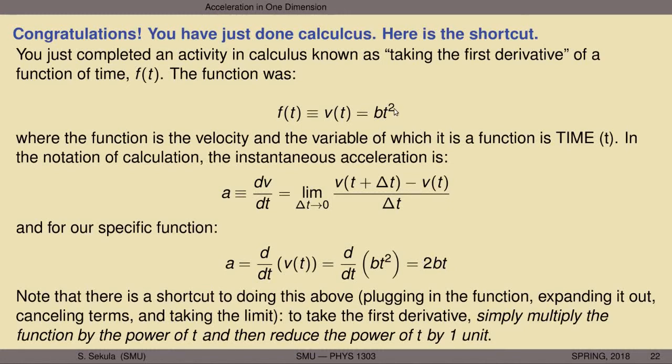So here's the shortcut. Take the power of t, 2, and multiply this whole function by 2. So you would wind up getting 2bt squared. Now reduce the power of t by one unit, which gives us 2bt to the 1, or just 2bt. And that indeed was the answer that we got.